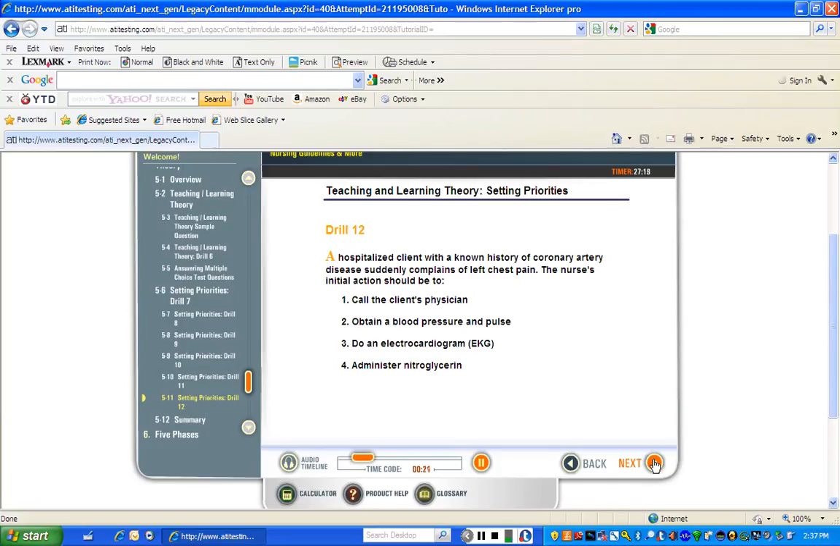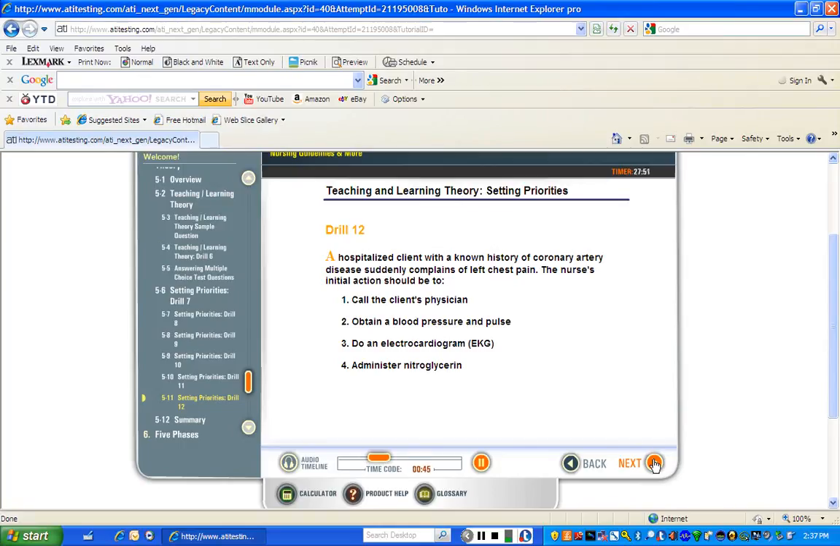Let's identify those critical elements beginning with the key word. The key word is initial. The client is the client. The issue is left chest pain in a hospitalized client. This type of stem is a priority response stem. Here is another good example of a priority question where, at first glance, not only do all the answers look right, but we know that they are all nursing actions that would be appropriate in this type of client.